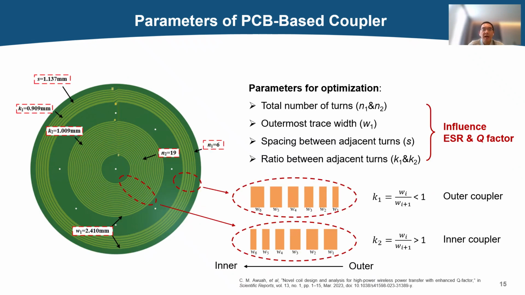These 6 parameters are selected for optimization as they significantly influence the equivalent series resistance and the quality factor of the system. These parameters include the total number of turns for both the outer and inner couplers, the outermost trace width, the spacing between adjacent turns, and the turn-to-turn ratio for both the outer and inner coupler.